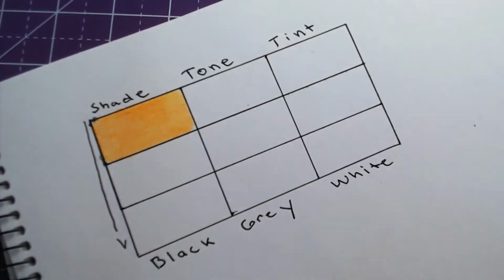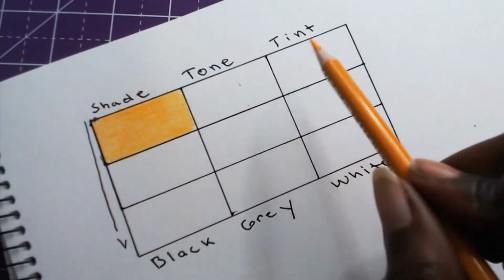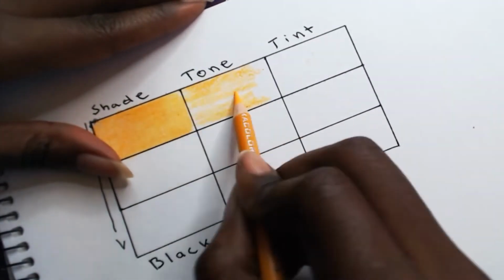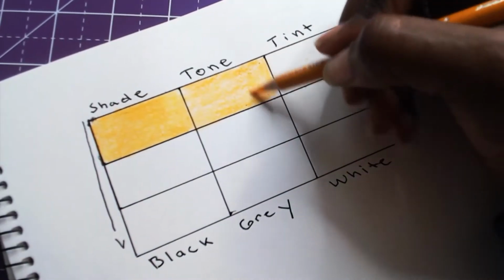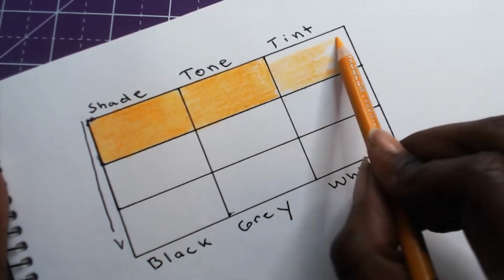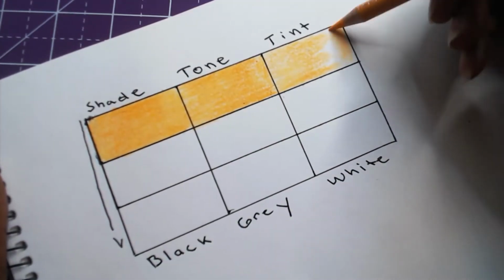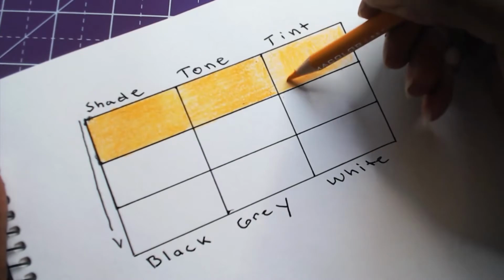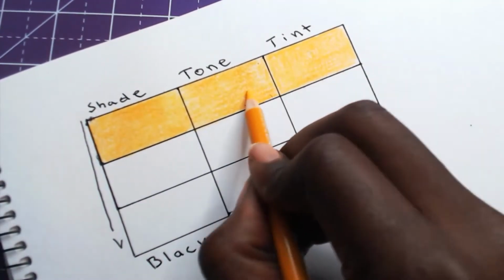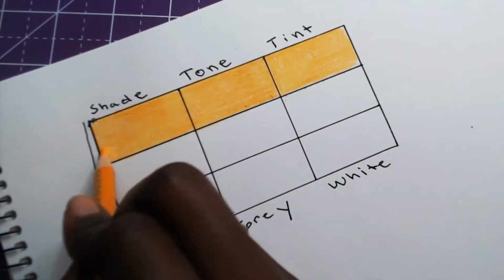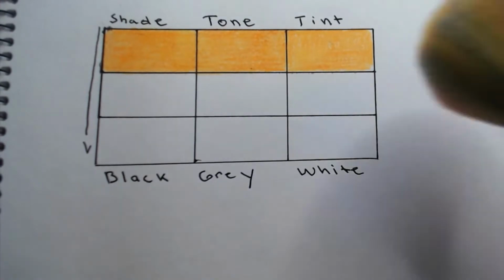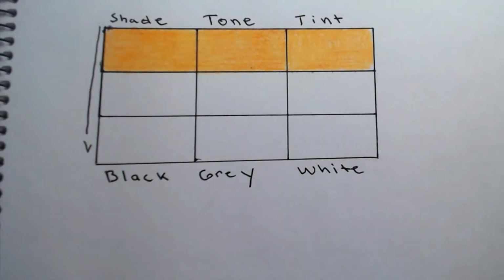Now I'm going to go ahead and put in tone and tint, but I'm going to speed up the video while I do that. Okay, so now we have our orange in, and that's what our orange is looking like.